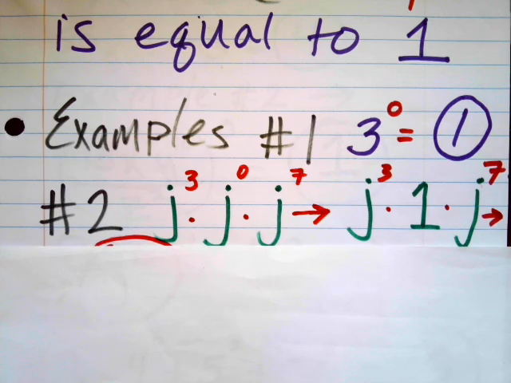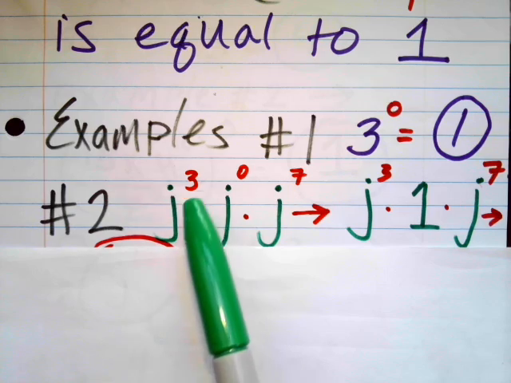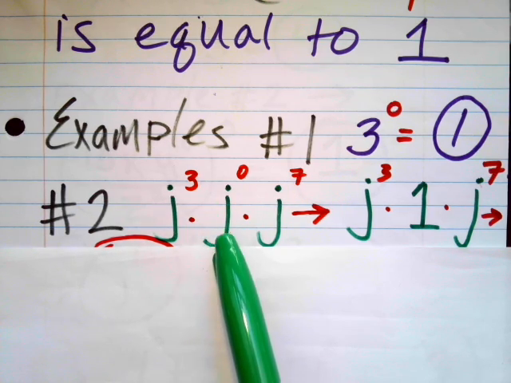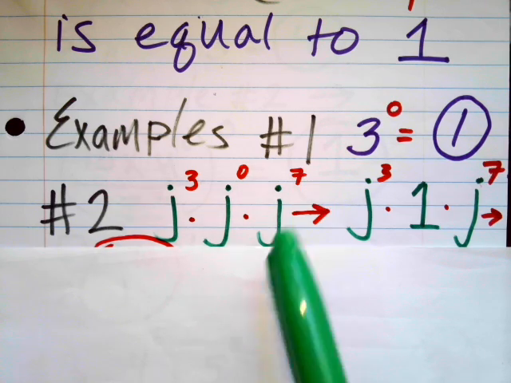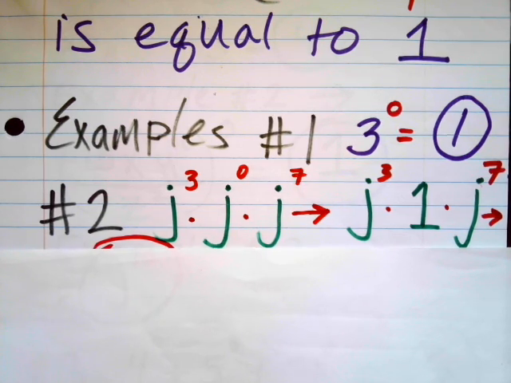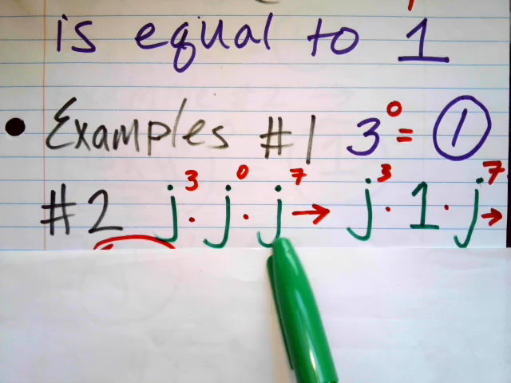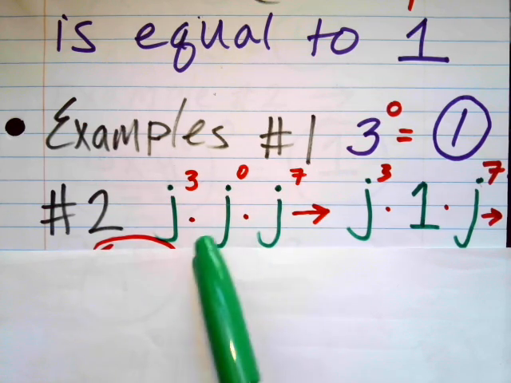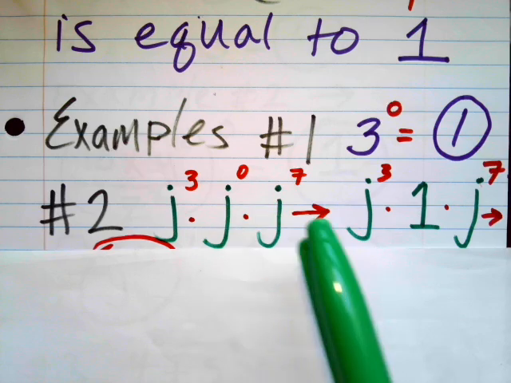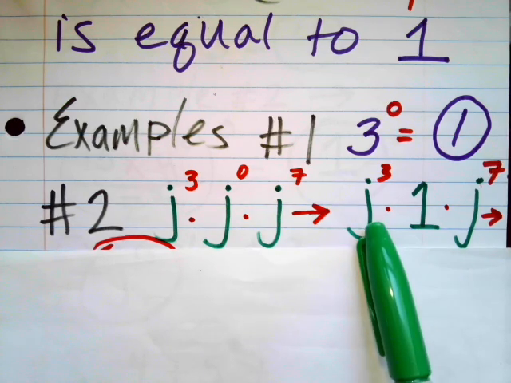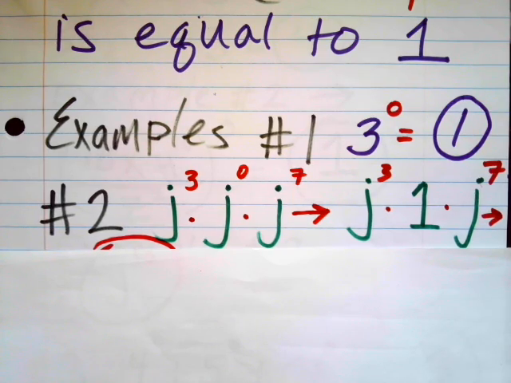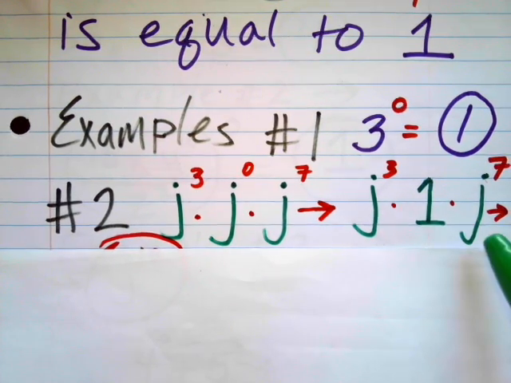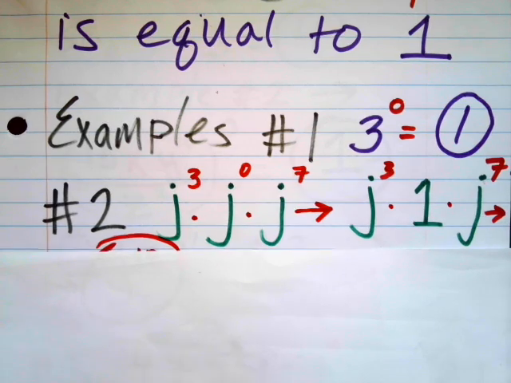All right, so let's take a look here. We have j to the third power times j to the 0 power times j to the 7th power, right? And so what we want to do is simplify this as much as we can before we multiply. And anything to the power of 0 is 1. I just rewrote these two terms. Of course, they're all separated through multiplication. So j to the third power times 1 times j to the 7th power.